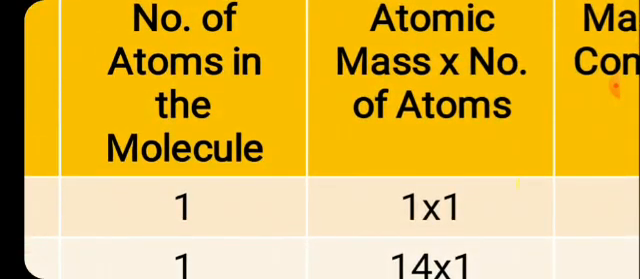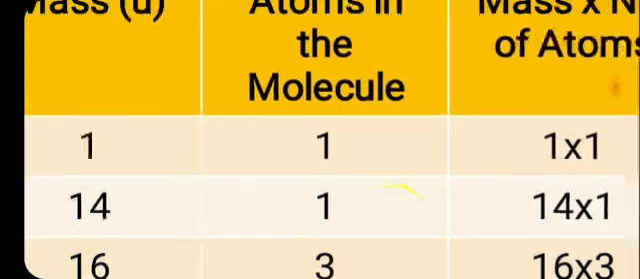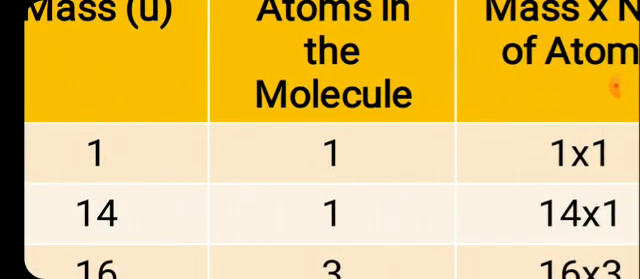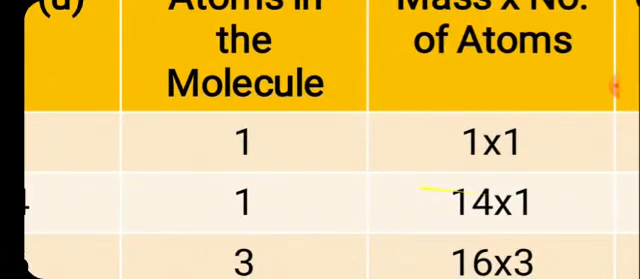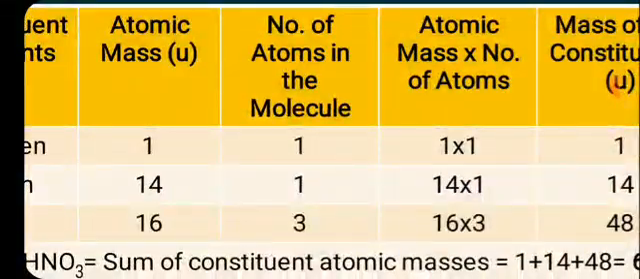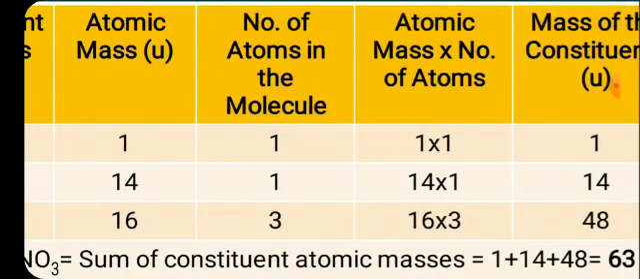Atomic mass is multiplied by number of atoms. Atomic mass of hydrogen is 1, number of atoms 1. So 1 multiplied by 1 is equal to 1. Nitrogen has atomic mass 14 multiplied by number of nitrogen atoms. Only a single nitrogen atom is there. So 14 multiplied by 1 is 14. There are 3 atoms of oxygen. Atomic mass of oxygen is 16. 16 multiplied by 3, 48.